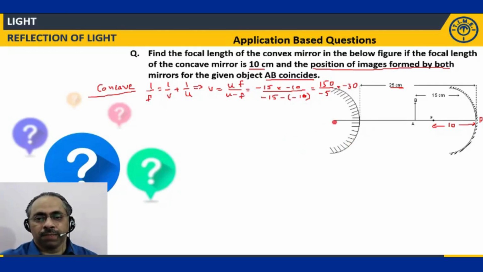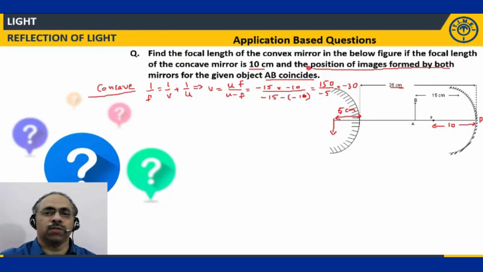Fine. That means if this is the position where the image is formed, from here to here it is 30 centimeter. The distance between the two mirrors is 25 centimeter. So what is the balance? This distance is now only 5 centimeter. And as per the given question, the image due to the convex mirror also forms here at the same point.